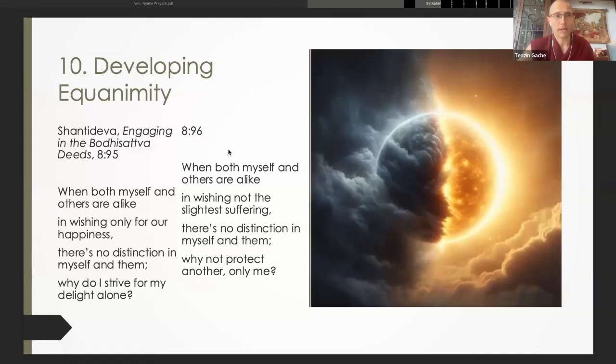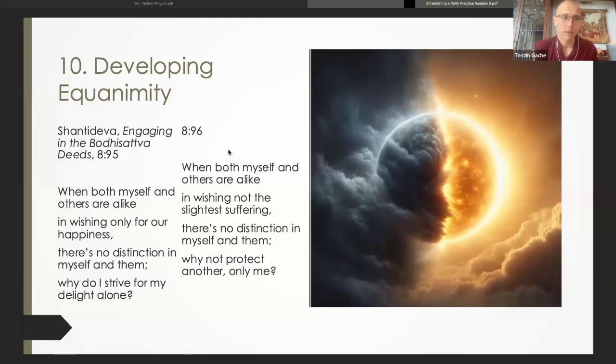So then we go to developing equanimity. So thinking that there's no difference between myself and others, and between beings, rather than seeing there's me and there's my friends and there's the people I support, we stop looking at the world in this divided way. Again, I've just given some verses rather than going through the outline.